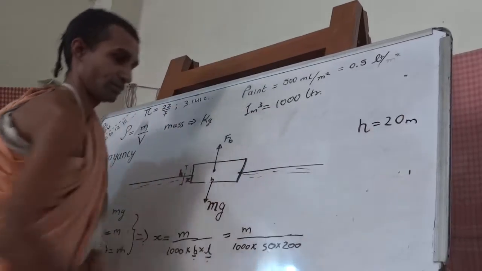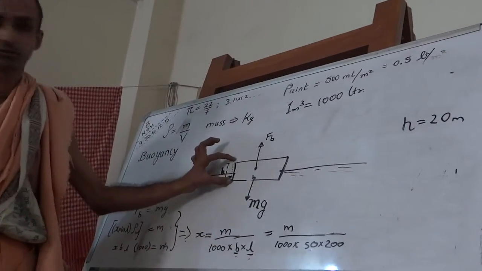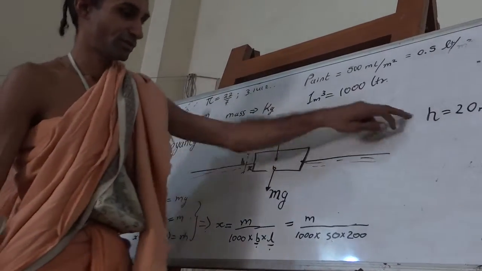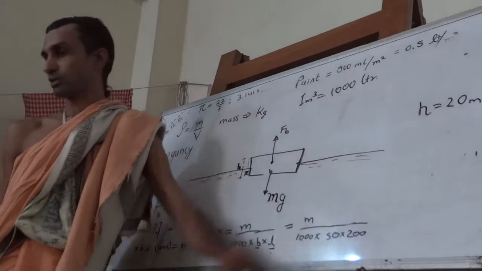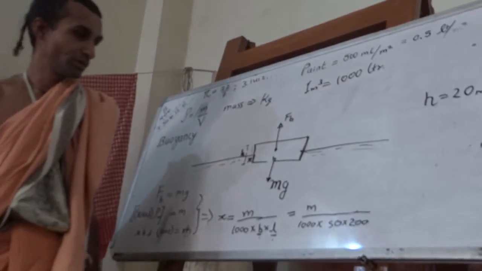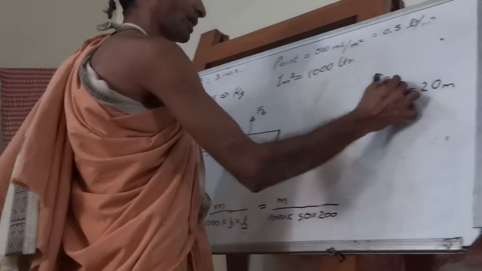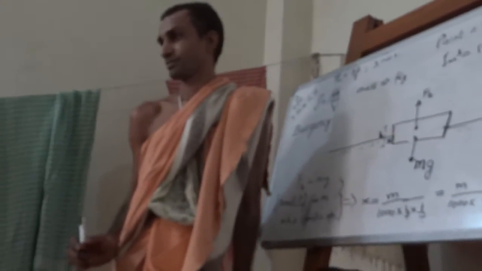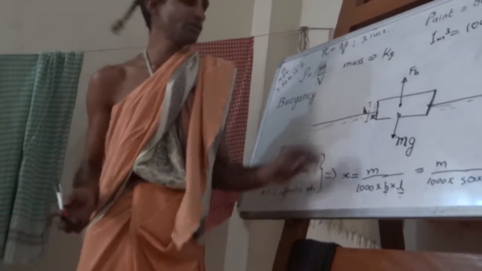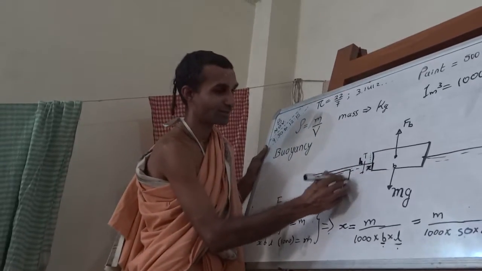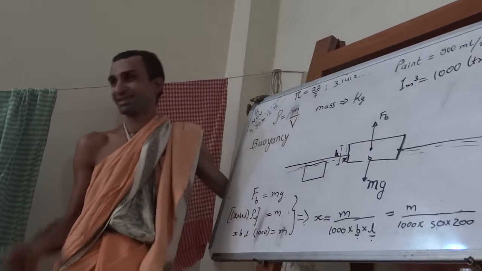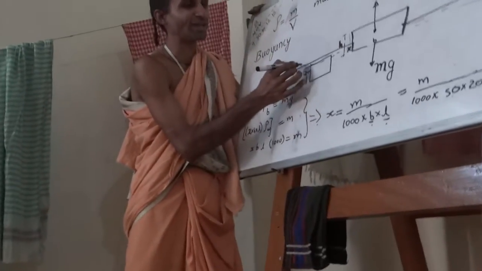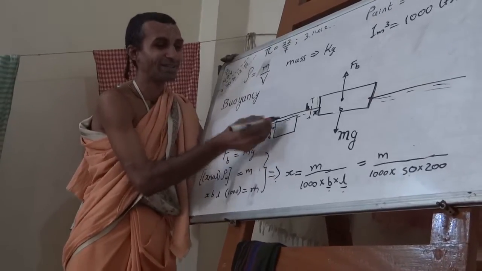H is the full height of the whole boat. Say H is 20 meters, and B and L are 50 meters and 200 meters. So what will happen? x should not go beyond 20 meters. If it will be 21 meters, what does 21 meters mean? The boat has sunk. This is 20 and your x is 21. Then it will sink, that means it has already sunk.